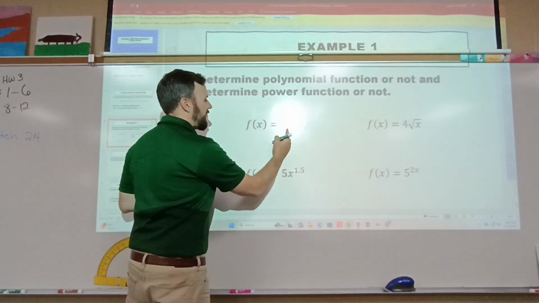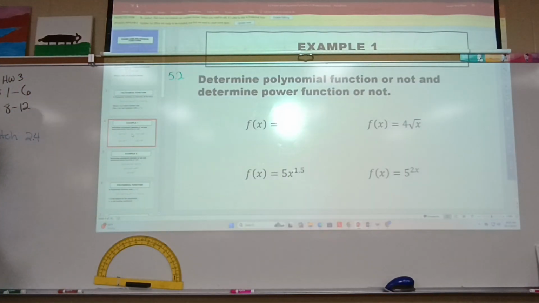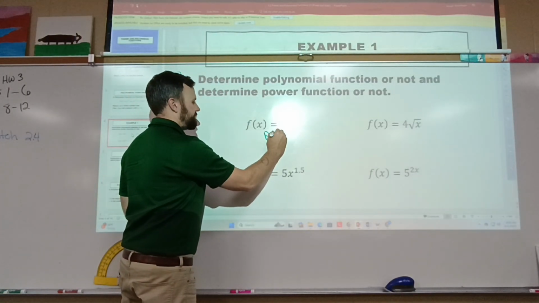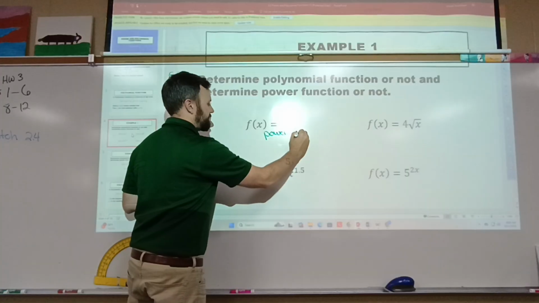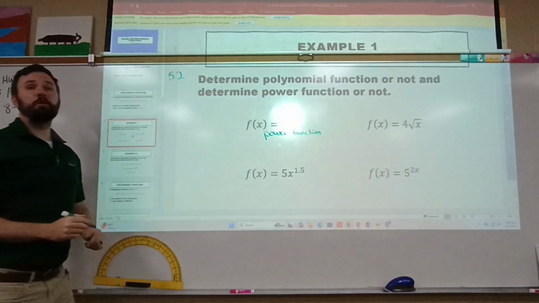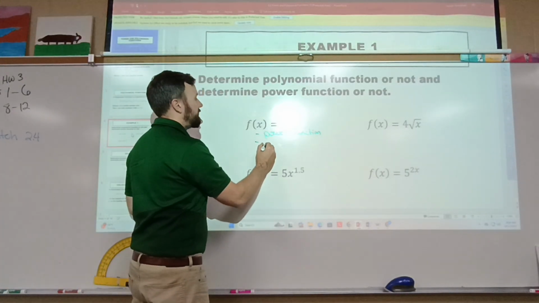So this is 6x squared. Okay, so a power function is x to some power. Is that x to some power? So it is a power function. Now, is that power a whole number? Like a whole positive number? Yeah. So it is also a polynomial.